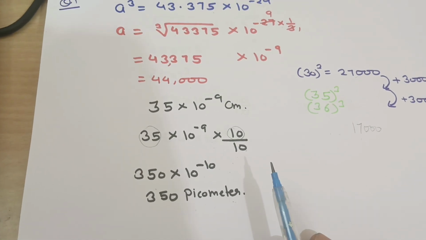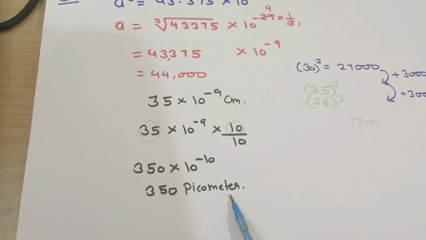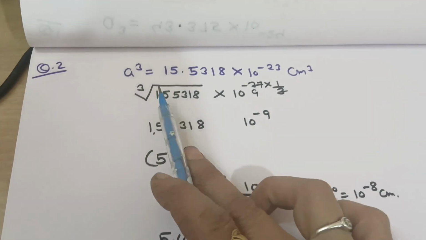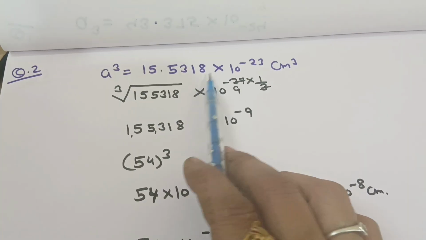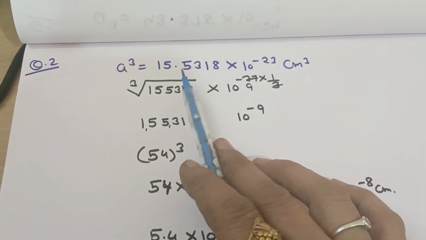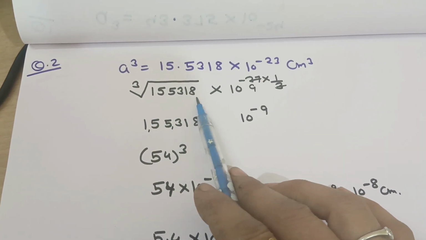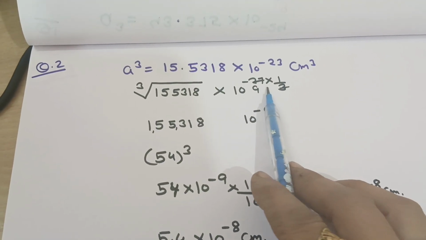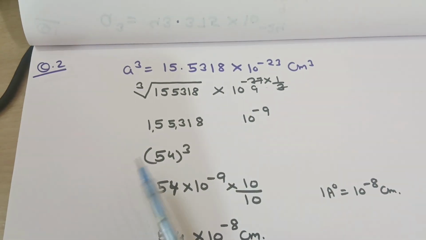Why did I do it like this? Based on the unit, you have to make whatever changes you need to do. Now the next question, the value of a cube is 15.5318 into 10 to the power minus 23 centimeter cube. First, remove the decimal. 155,318 into 10 to the power minus 27 into 1 by 3. 3 ones are 3, 3 nines are 27.